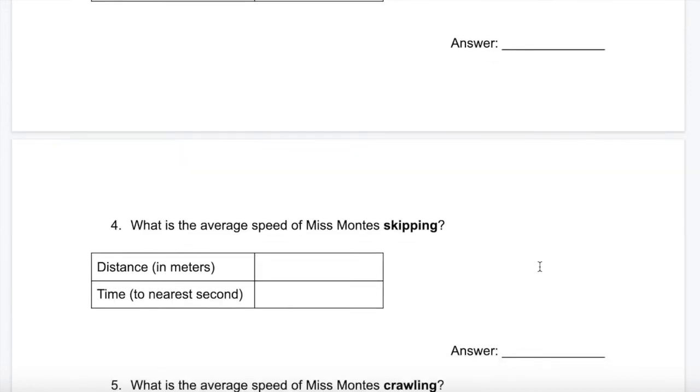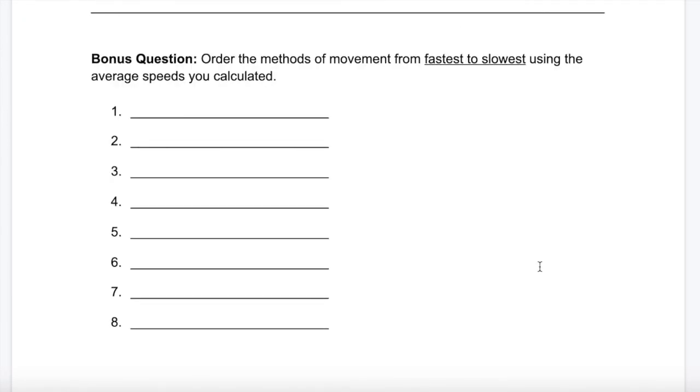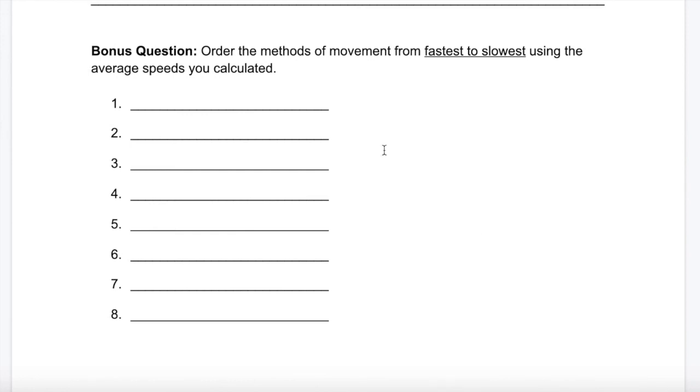You're going to need to do that for 8 different rounds of a whole bunch of different methods of motion. Now, for a bonus question, order the methods of movement from fastest to slowest using the average speeds you calculated.